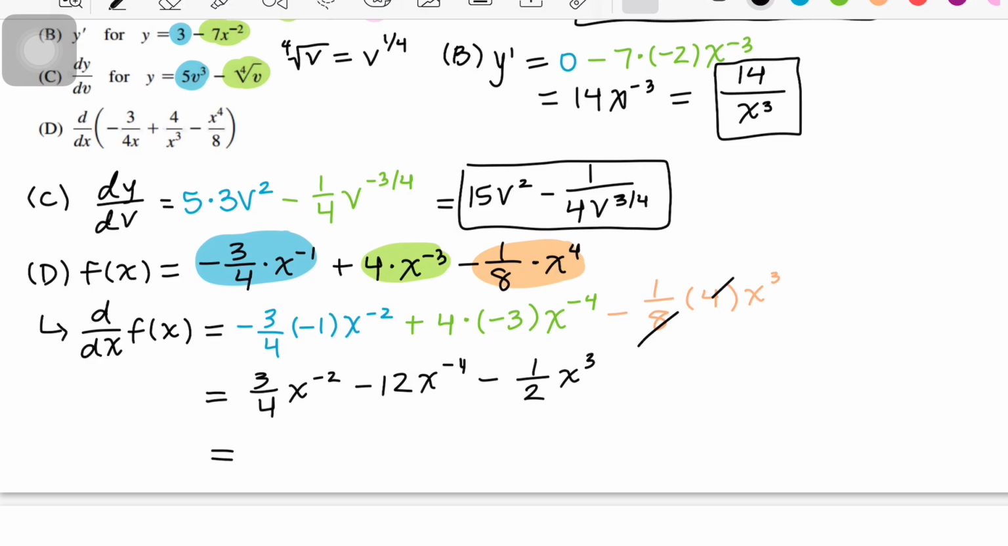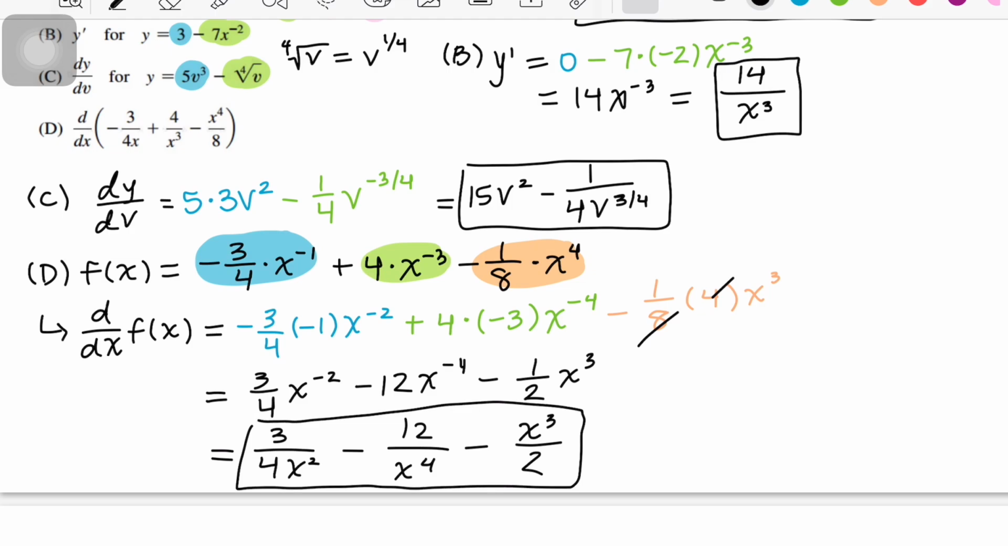And the very last step is going to be rewriting these exponents so that they're positive. So we get 3/4 x squared minus 12 over x to the 4, minus, we can write this as x cubed over 2. Right, so this would be our derivative of this function here with respect to x.